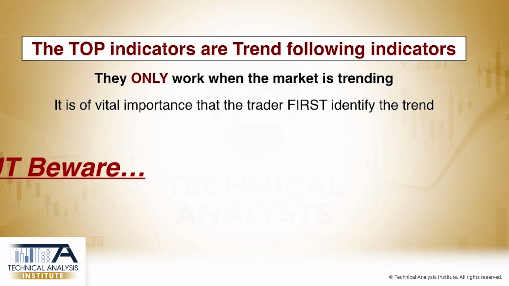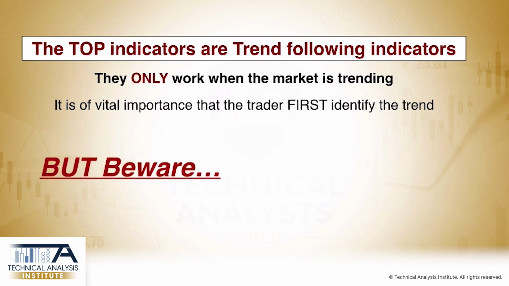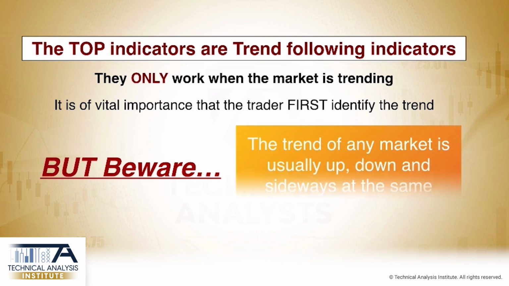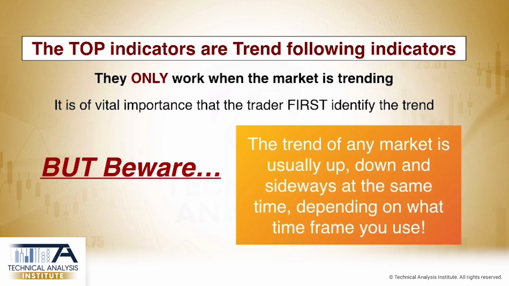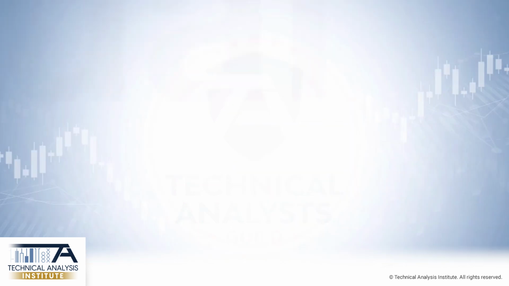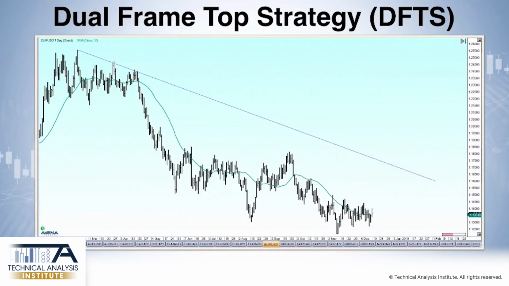But here is an important challenge we have to make you aware of. The trend of any market is usually up, down, and sideways at the same time, depending on what time frame you use. While the trend in a daily chart may be up, if you looked at a 4-hour chart, it may be sideways, but clearly down in a shorter time frame. Let's examine this in more detail as you become familiar with the key subject for our DFTS strategy.